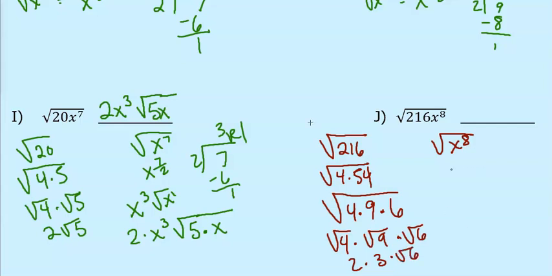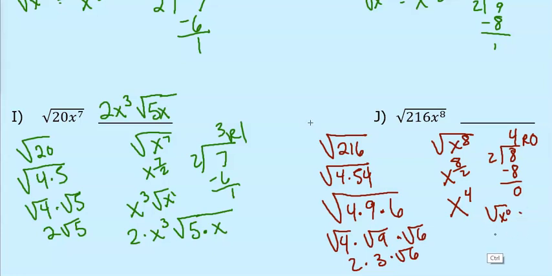X, the square root of x to the 8th power is the same thing as x to the 8 over 2. 8 divided by 2 is going to be 4 with a remainder of 0. So you can rewrite that as x to the 4th power. Square root of x to the 0 is just 1, so you don't have to write that part. So we'll put it all together. 2 times 3 is 6. 6x to the 4th power times the square root of 6. And that is your reduced expression.